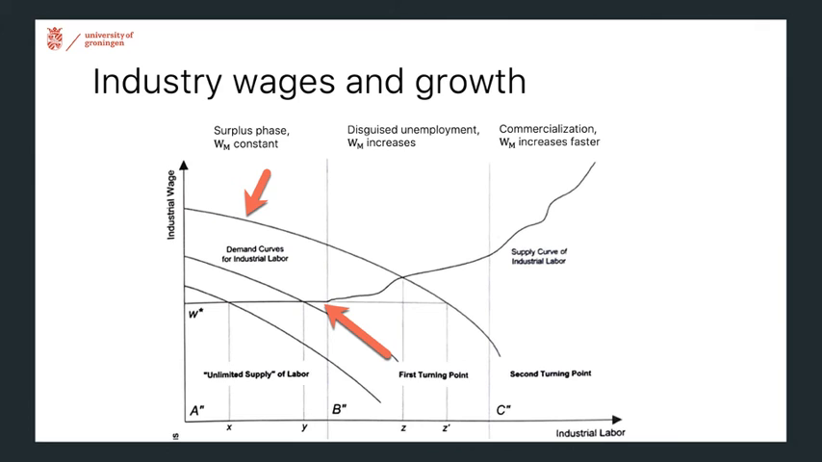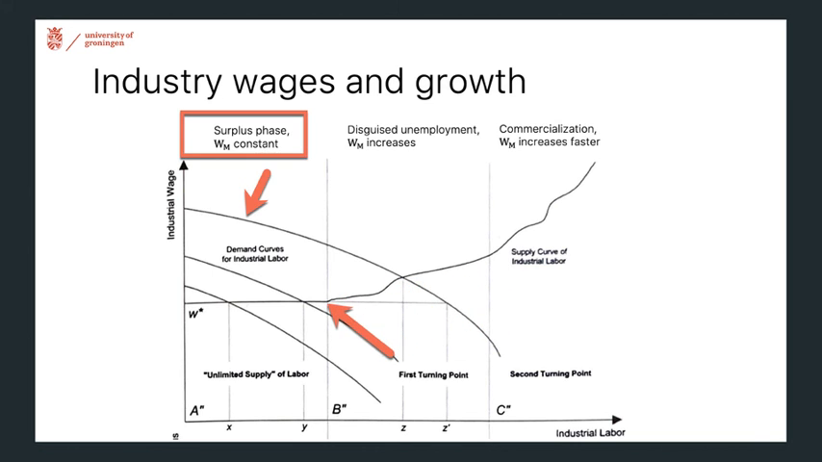Why is that? Well, because WM, the industrial wages, remain constant. As long as that is the case, the industrial wages remain constant. So at the original wage, there's, at least in the beginning, an unlimited supply of labor, until, of course, you get to the disguised unemployment phase. So unlimited is perhaps a bit of a misnomer. At this point, industrial wages have to rise to compensate for rising food prices.